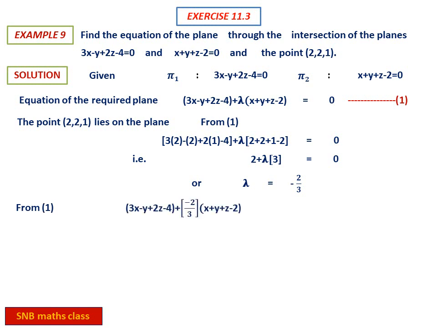Therefore, now from 1 substitute. So 3x minus y plus 2z minus 4, then lambda in equation 1 you have to replace by minus 2 by 3. Then simplify. When you simplify, you get 3 into (3x minus y plus 2z minus 4) minus 2 into (x plus y plus z minus 2) equal to 0. Further simplification will give you 7x minus 5y plus 4z minus 8 equal to 0. This is the equation of the plane in Cartesian form.